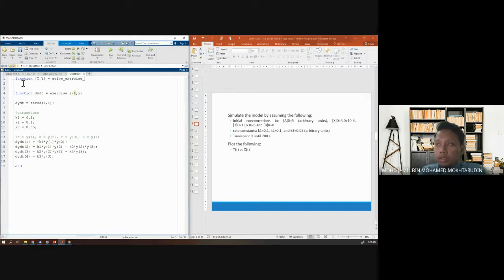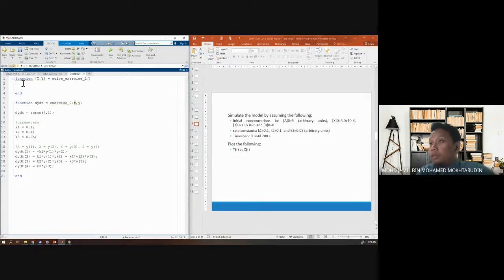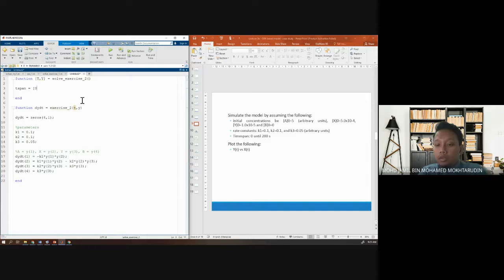So name it something that you can easily remember. The first thing that you need is the time span. The time span is given from 0 until 200, so you just write 0 until 200.